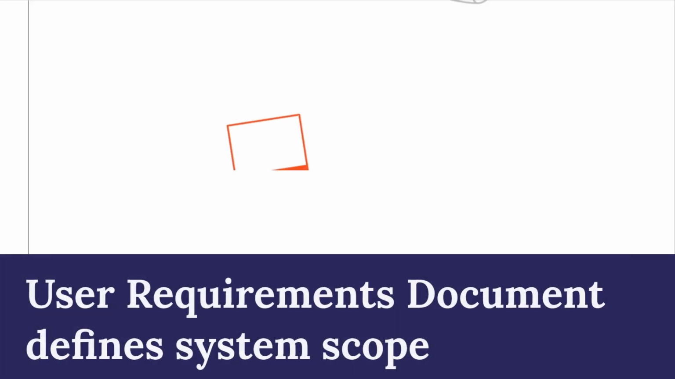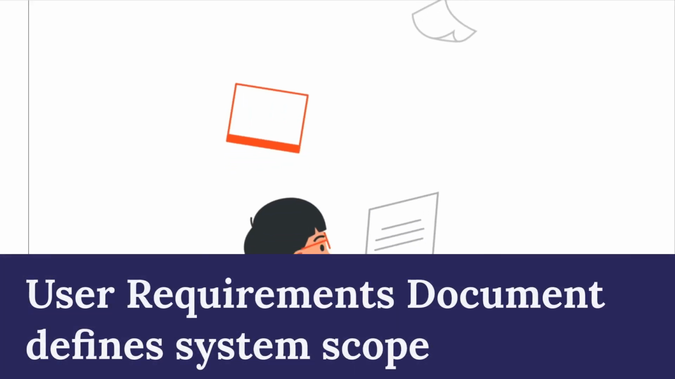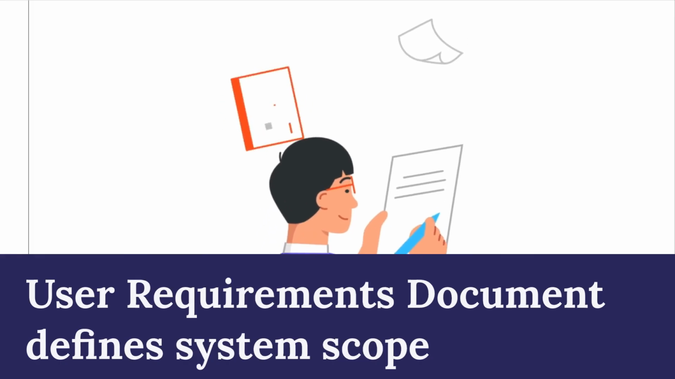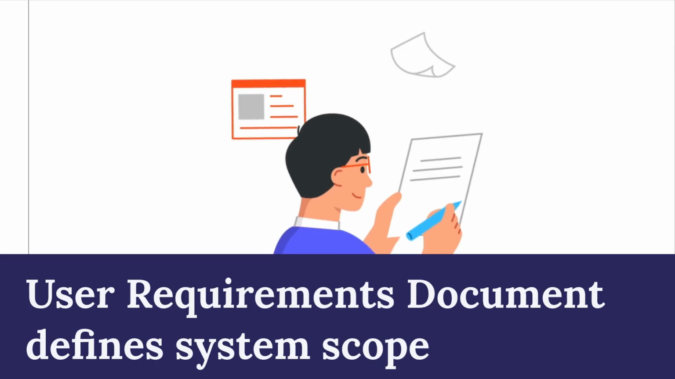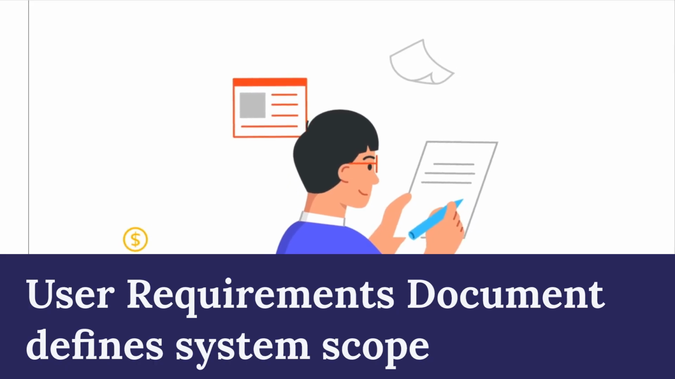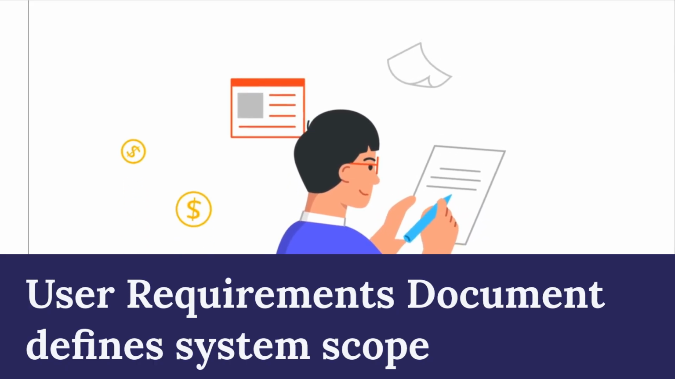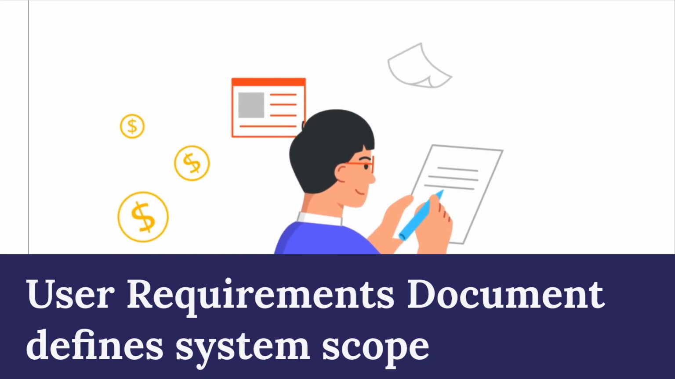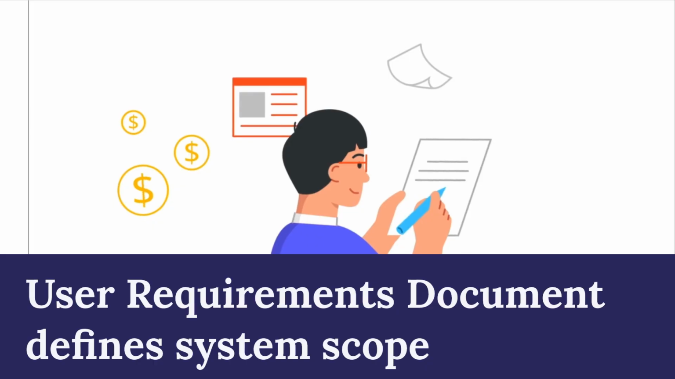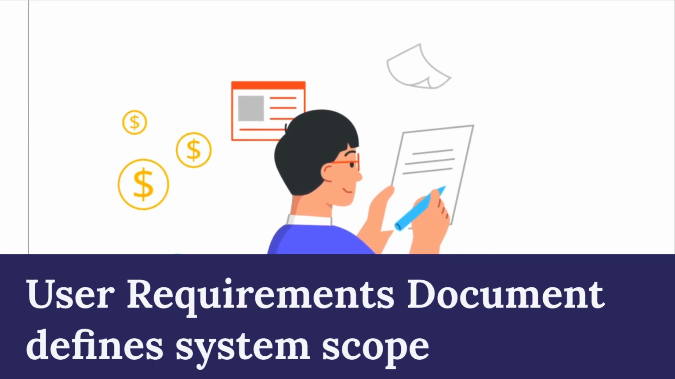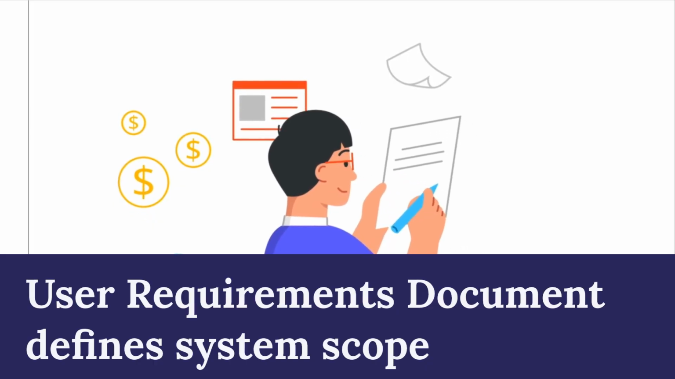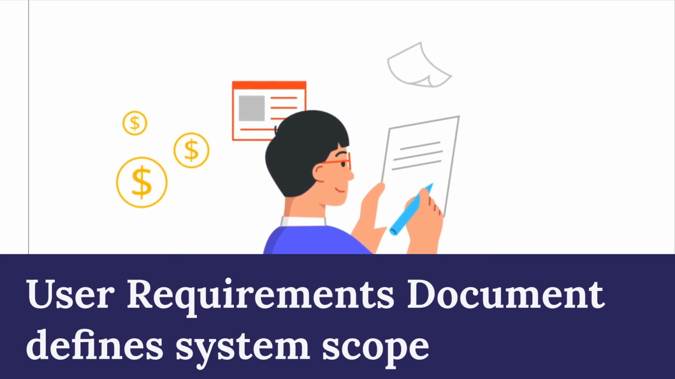The user requirements document outlines the system's purpose and scope. It details functional and non-functional requirements for clarity. The document defines roles, responsibilities, and access levels. Constraints and assumptions guide the development process. This document serves as a blueprint for the software solution.